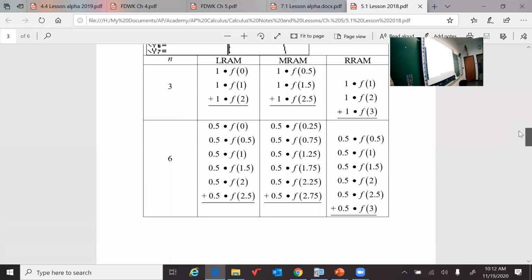Then suppose you double the intervals. If you double them, then the width would be 0.5, but you have twice as many rectangles. So those inputs would be 0, 0.5, 1, 1.5, 2, 2.5. RRAM has these overlapping. It's got 3 as an input, where LRAM has 0 as an input. And then for MRAM, the widths are still the same, but we have different inputs. So it's not about the answer. I don't really care about that. You care about understanding how this was set up.